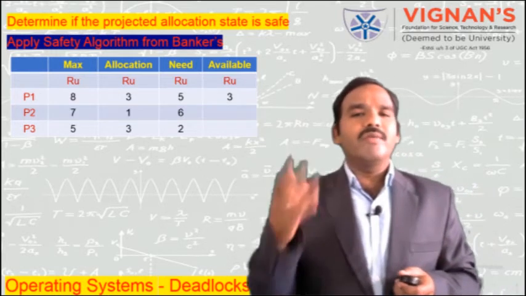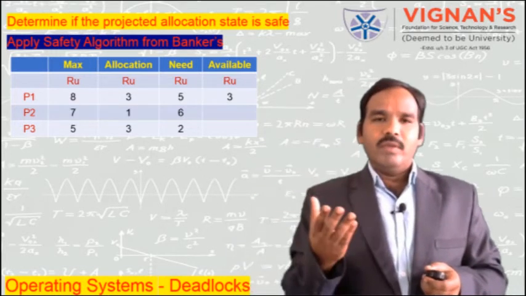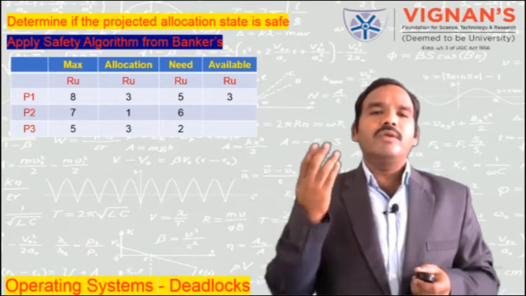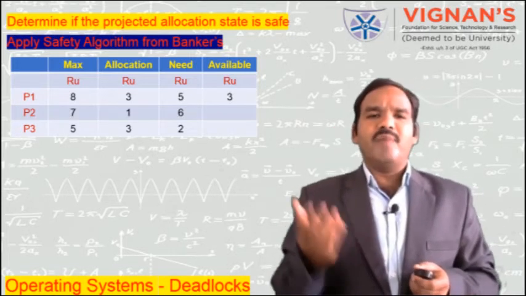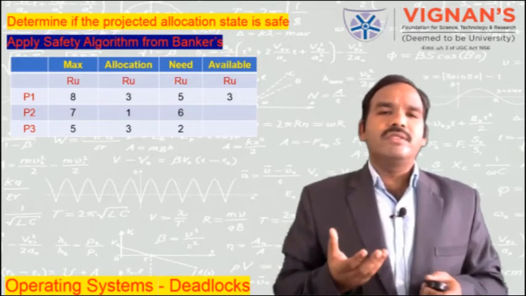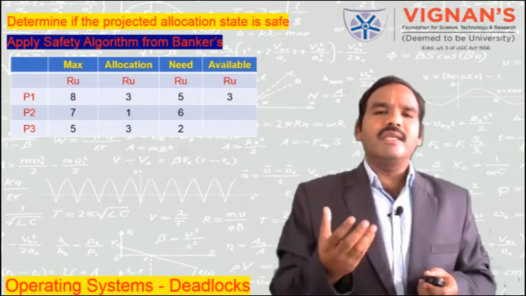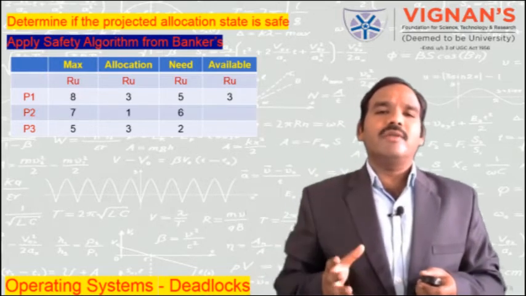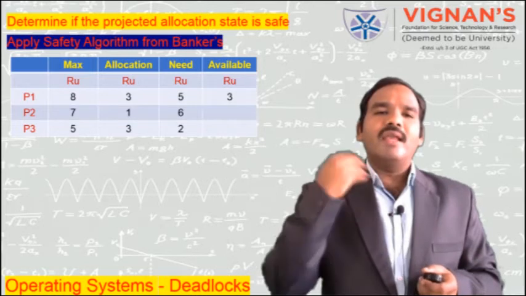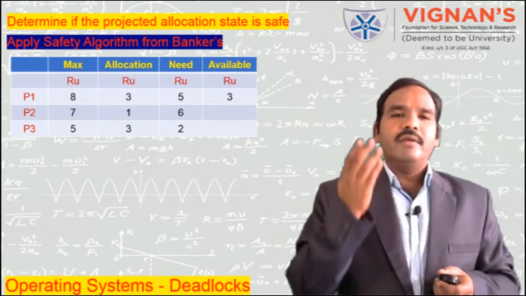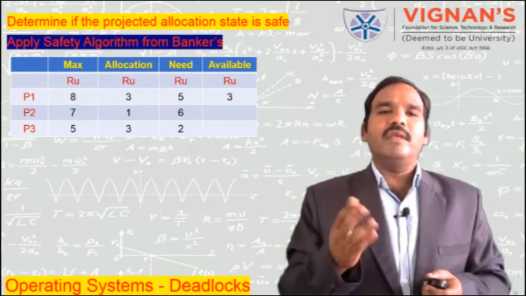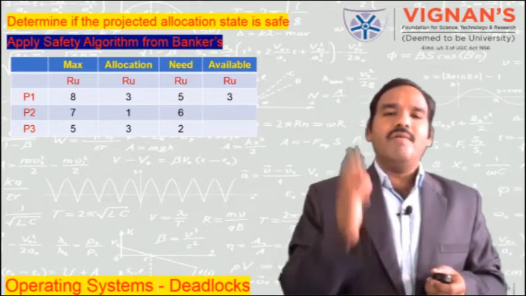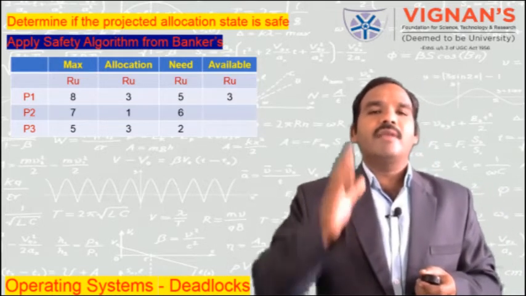Need, again, is a matrix, and then availability. They have not given the availability, but you can calculate it: you subtract the sum of all the allocations from the existing instances of the resource type. Here, there are 10 instances of resource class RU. How many are allocated? 7 allocated: 3 plus 1 plus 3. 10 minus 7 is 3. So 3 is the available resources of class RU.